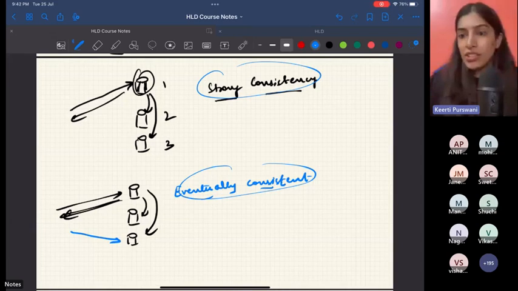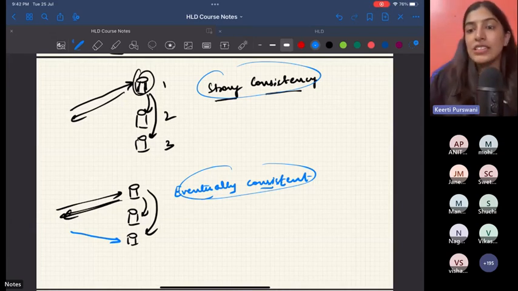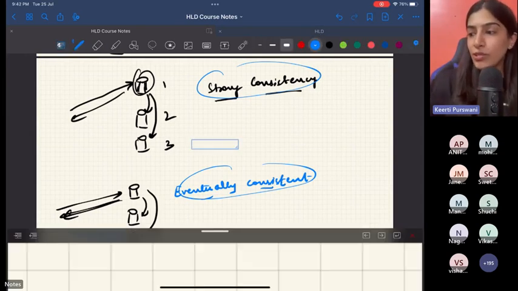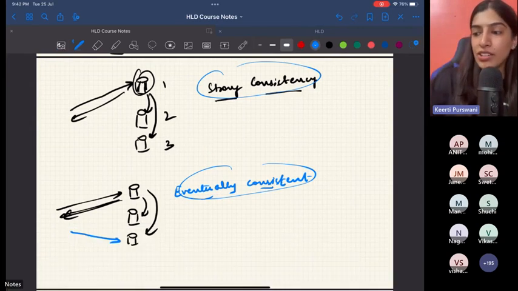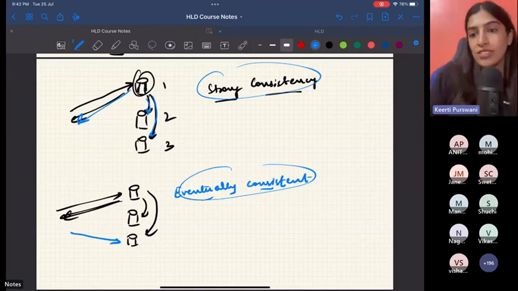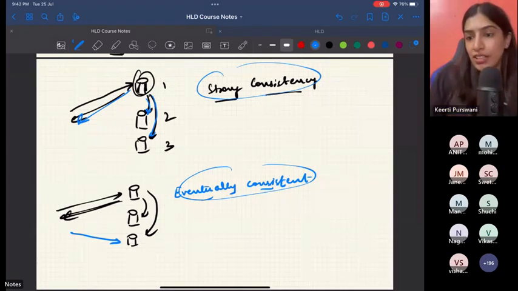Why can't we make the other DBs wait until the update is done? See, it is just making it slow, right? This is what we were doing over here essentially, right? We were making the other DBs update before responding. But then our system is going to become slow. We also want the system to be very fast.